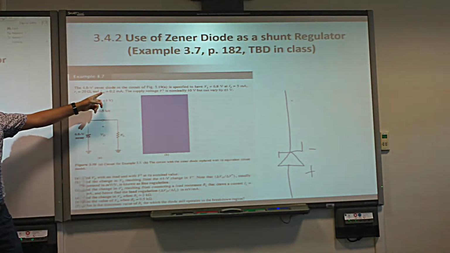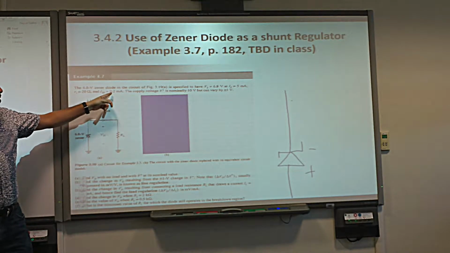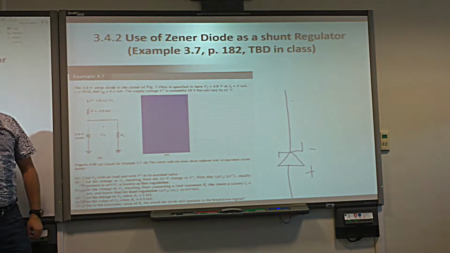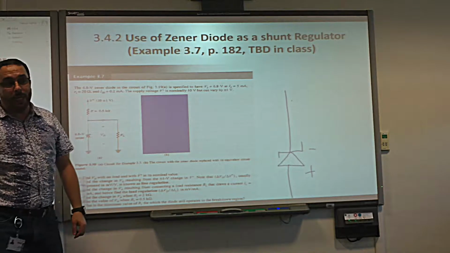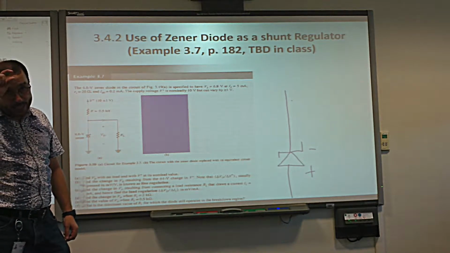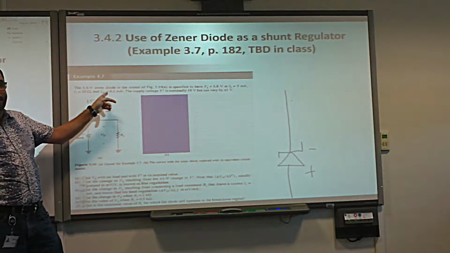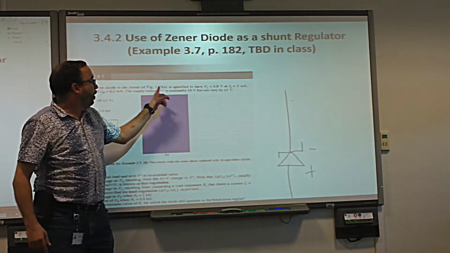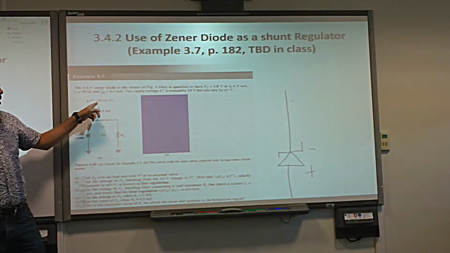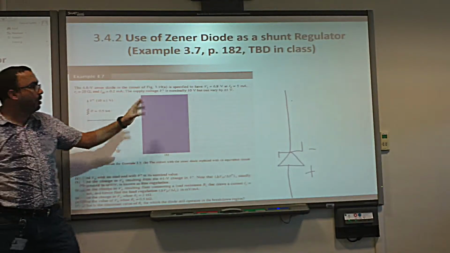Now IZK, see IZK? 0.2 milliamp. It's very small, but compared to IS, it's bigger a little bit. صح ولا لا? So scale is small. فهمنا ولا لا? So IZK, that's when the start of the breakdown. Okay, good. V plus is the supply voltage, is 10 volt plus or minus 1.